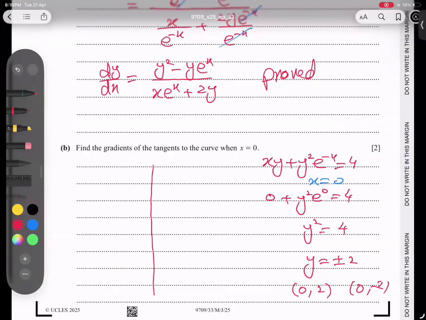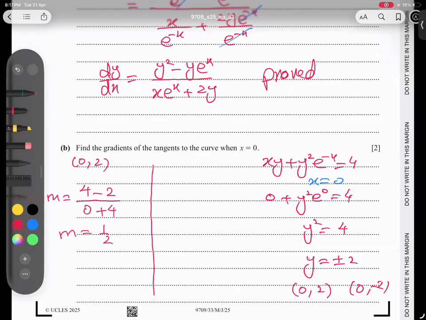So first of all, I'm putting the points one by one: 0, 0, and 2. For the gradient, when I plug in 0 and 2 here, I get 4 and 0. Then when I plug in 2 here, I get 2 over 4, so I'm getting a gradient of 2 by 4, a half.